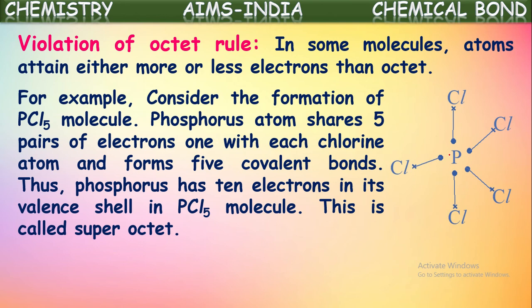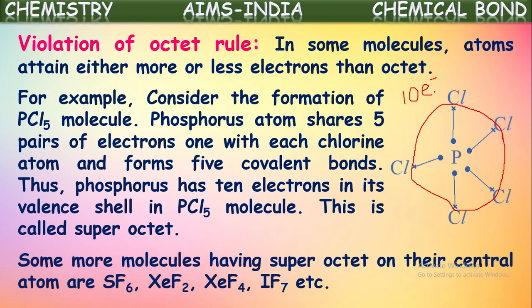So after the covalent bond formation, if we observe the total number of valence electrons for phosphorus, already there are 5 electrons, and it has shared 5 more electrons. In total it gets 10 electrons in its valence shell. But according to the octet rule, how many electrons should be there in the valence shell to become stable? Only 8. But it gets 10 electrons after the bond formation in the PCl5 molecule. That is called superoctet: getting more than 8 electrons after bond formation on the central atom is called superoctet. Now we can say PCl5 is a superoctet molecule. Did you get it?